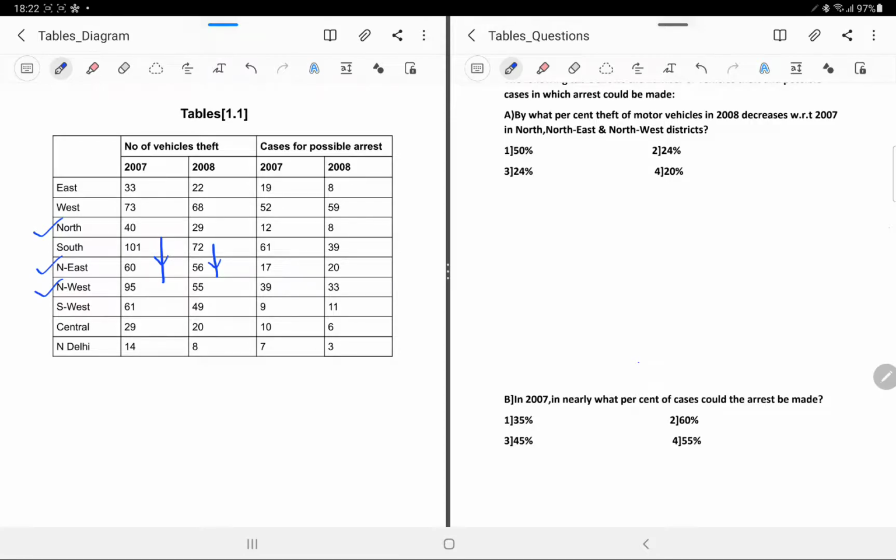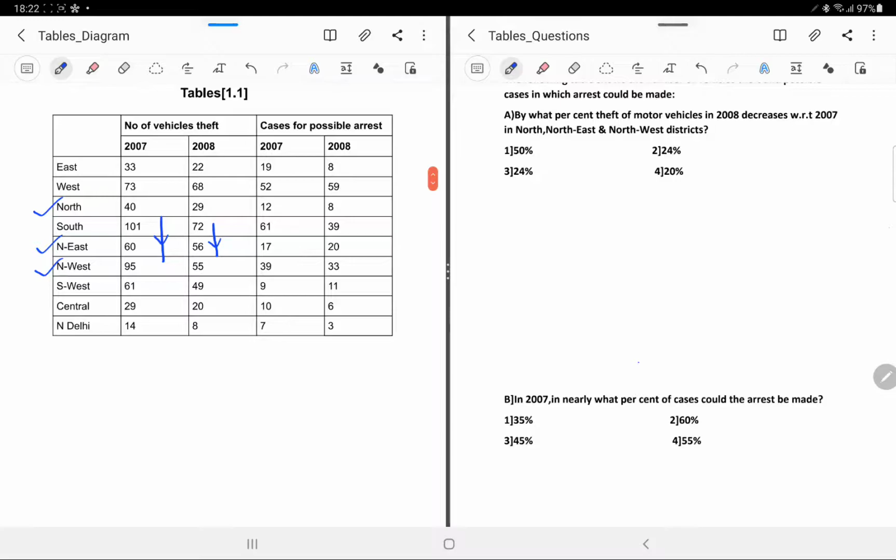Now for 2007, the number of vehicles will be... I have already discussed how to go with the addition part of all this, so you can refer to my videos and you'll be aware of this. We always add up in a pair of 2. So this is 40 plus 60, which is 100. We carry 1 over here. This is 0, and 0 plus 95 is 95, and then the carry comes over here, and this is 195. So the number of vehicles stolen for North, Northeast and Northwest in 2007 was 195.